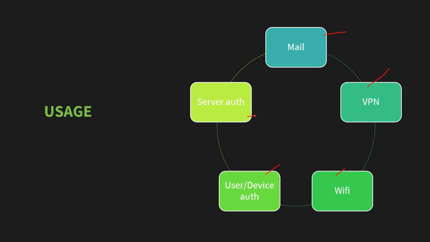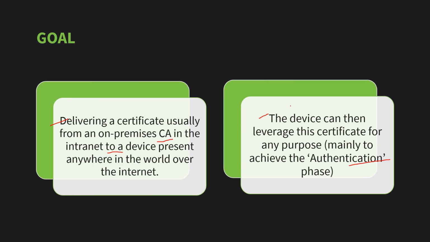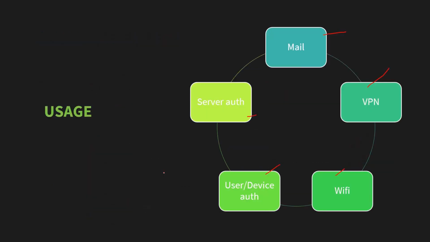So we understand the need of SCEP certificate now. And the previous slide talked about how exactly the SCEP certificate is fitting into Intune infrastructure. Intune can talk to a device over the internet. So Intune is fetching a certificate from your on-premise CA and delivering it to this device, which is present over the internet anywhere in the world.